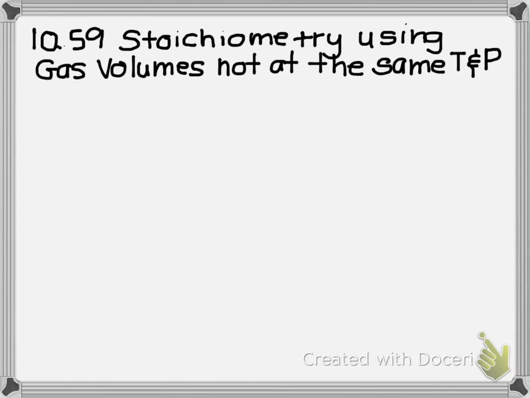Problem 10.59 is an example of a stoichiometry problem that involves gases, where you can use gas volumes even when the reactants and products are not at the same temperature and pressure. It's a relatively simple problem when the reactants are at the same temperature and pressure. You can use the coefficients to make ratios in terms of liters instead of moles.